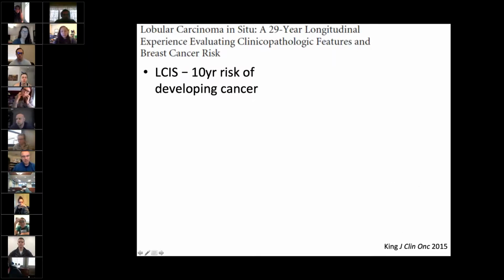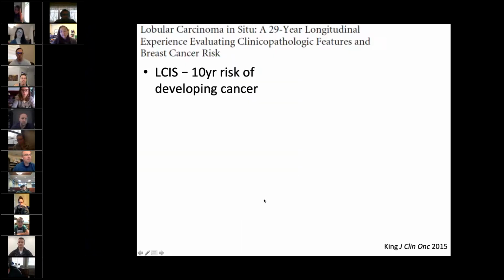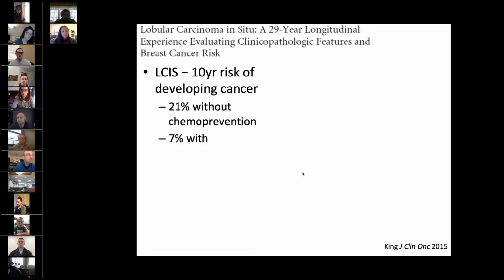Let's go, Sheckman or Bobby, somebody in the mid-level years. If you have LCIS, what's your risk of cancer over the next 10 years? Is it 10%? 20, so it's twice that. So it's pretty high, 20%. So what do we do to reduce that?